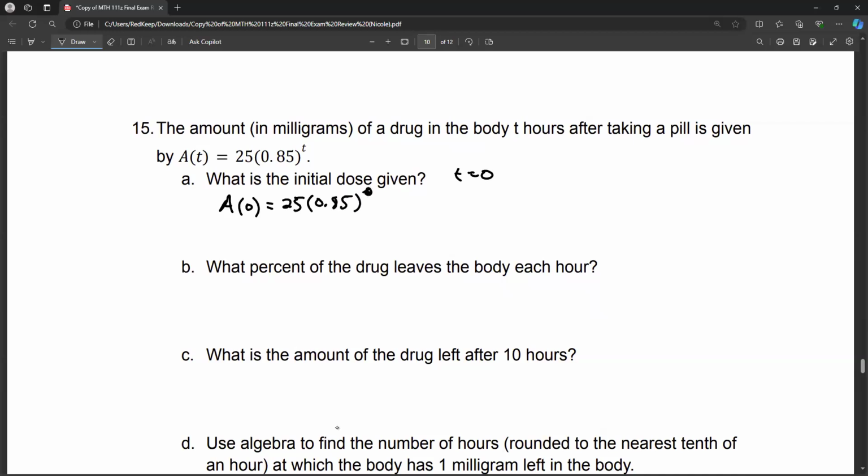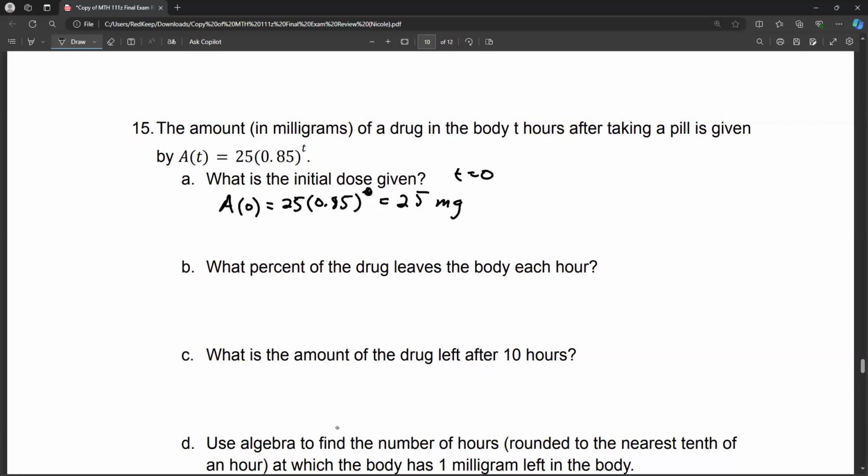An exponent of 0 gives us 1. So we get 25 times 1, or just 25. We want to make sure, of course, that we are using units, so this would be milligrams. And you can answer with a sentence if you wanted on that one as well.